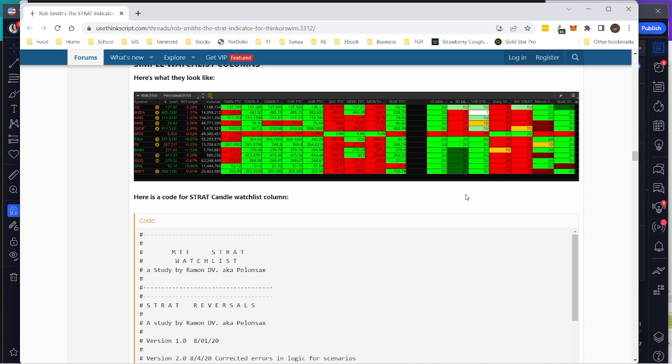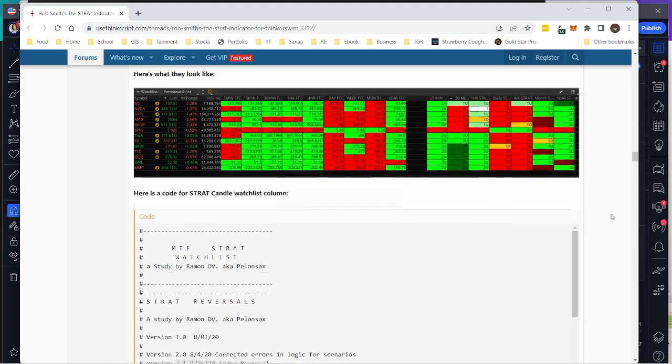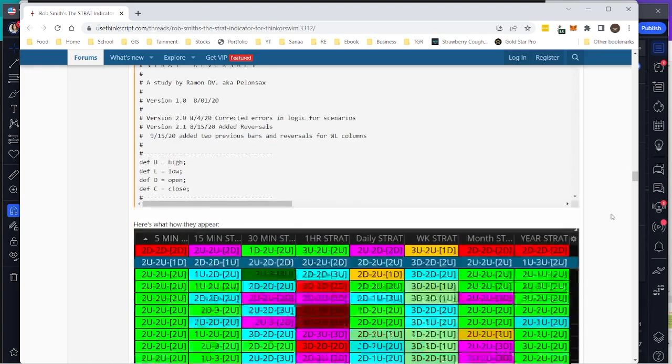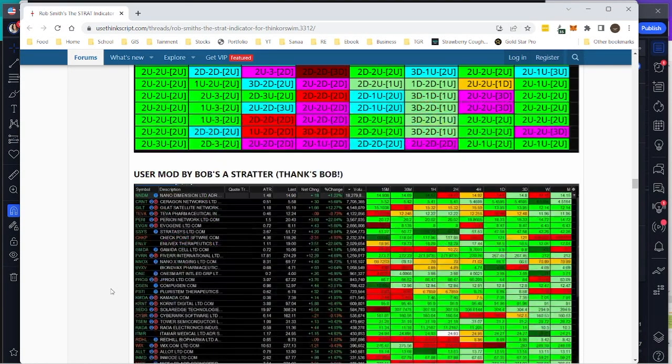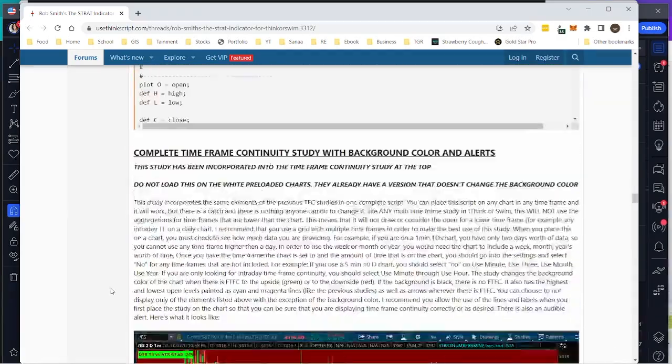You can also combine this with Jamal's scanner that he posted. Say from his scanner you make a watch list, you put it in your watch list, and then you have it here, and it can give you the strat signals. So just more tools to help you on your journey, things to make it easier for you to trade.